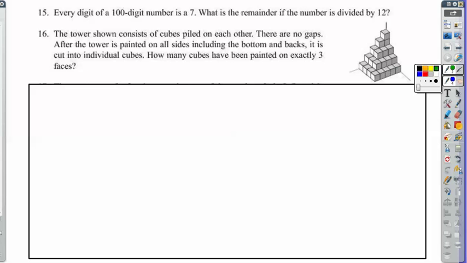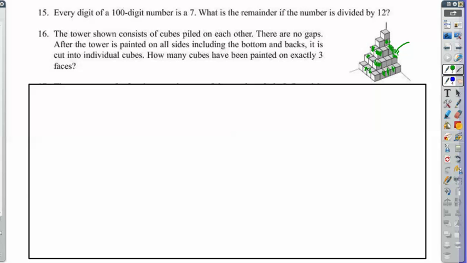So we have this one here. 1, 2, 3. This one here. 1, 2, 3. This one here. 1, 2, 3. Those have 2. Oh, I know which one. 1, 2, 3. What about the one in the corner?